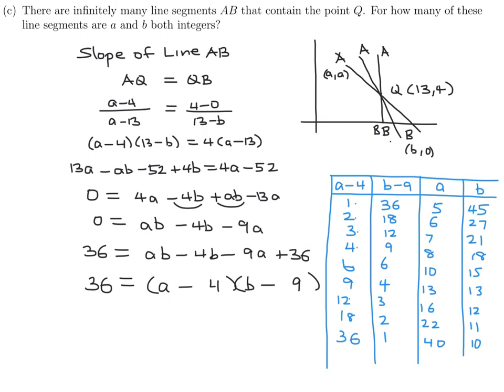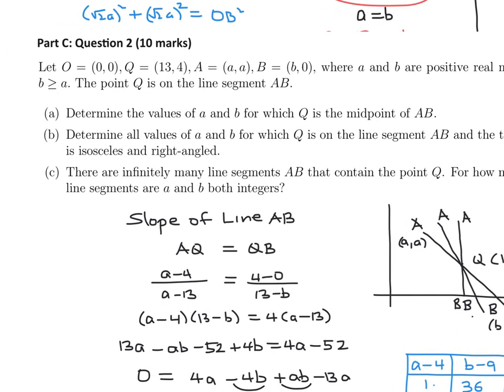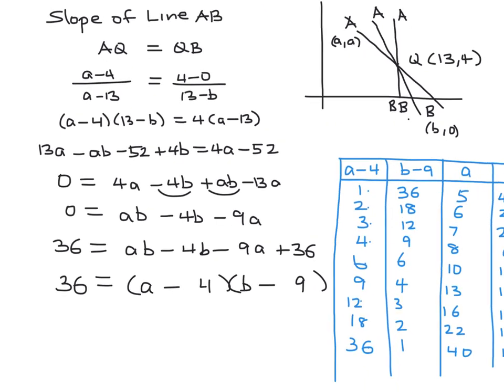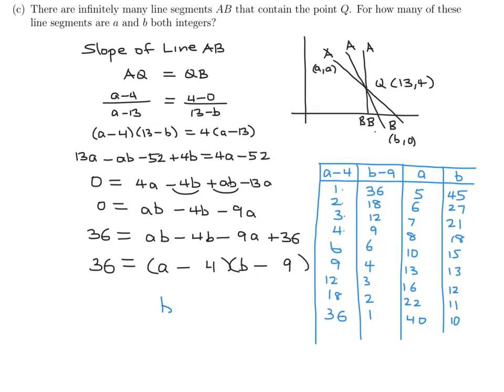But be careful, because there was a condition that we have to meet here. Right here, I think it's kind of tricky that it's buried deep in the question: b has to be greater than or equal to a. So since b has to be greater than or equal to a, we can only use these ones. We can't use these because b is not greater than or equal to a. So those six. So what are they asking? For how many of these line segments? So six line segments have both the values of small a and small b equal to integers.